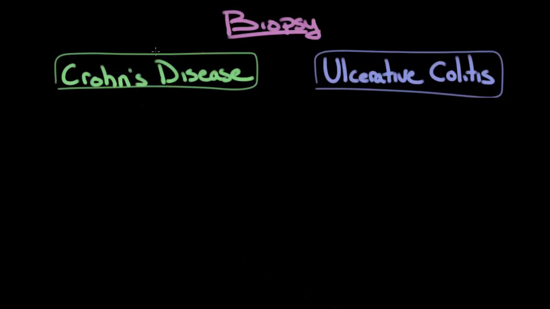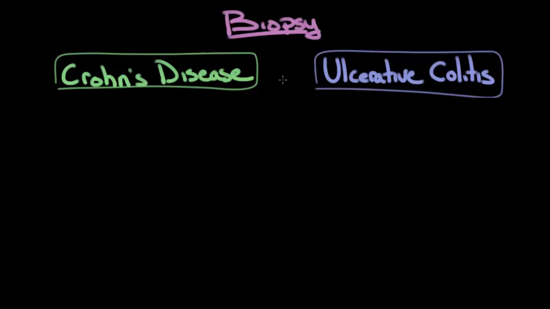So say if Crohn's disease is suspected and the lesion is in the first part of the small intestine, then an endoscopy, where a camera is put down the throat into the esophagus and through the stomach, can be performed, because that's the best way to get to the first part of the small intestine.